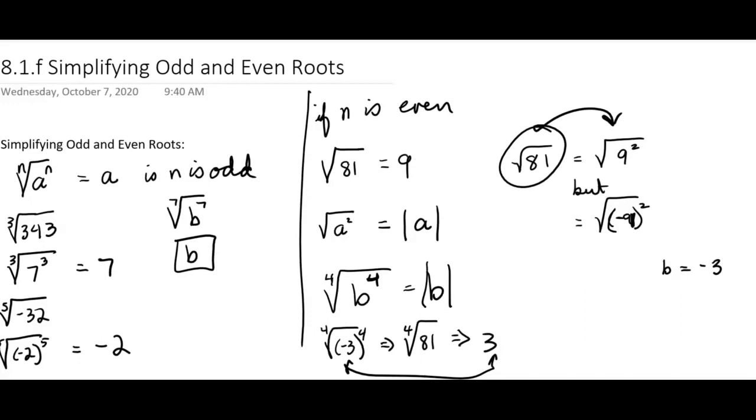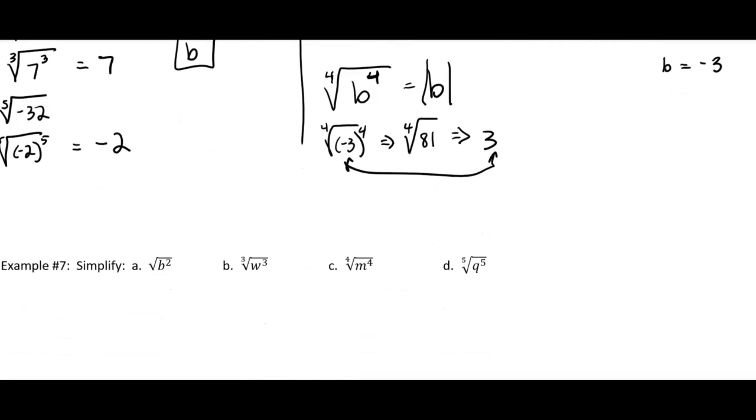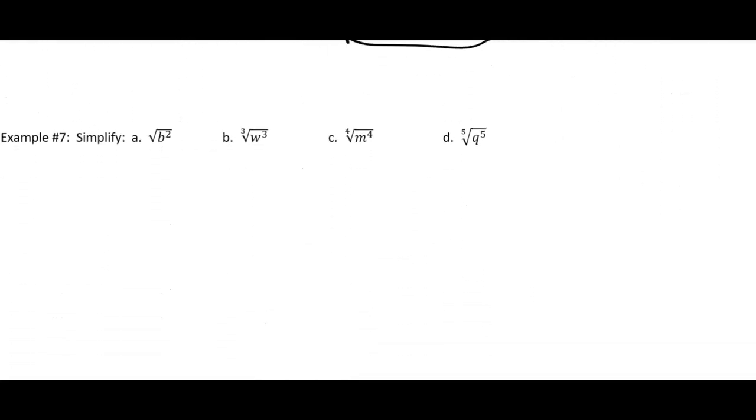So I have to put absolute values around that to get it to be +3. So this is one of those harder things for me to explain with the absolute value, but you can look in the book and hopefully that'll help. So now here we go. Just remember, if it's odd, no problem. If it's even, then we got to think about absolute value. So the square root of b squared, that's going to be the absolute value of b.